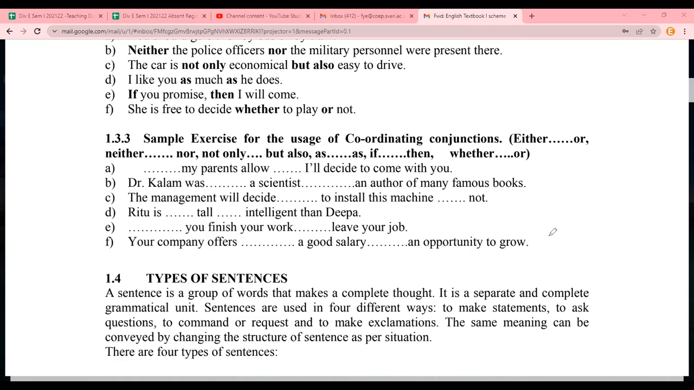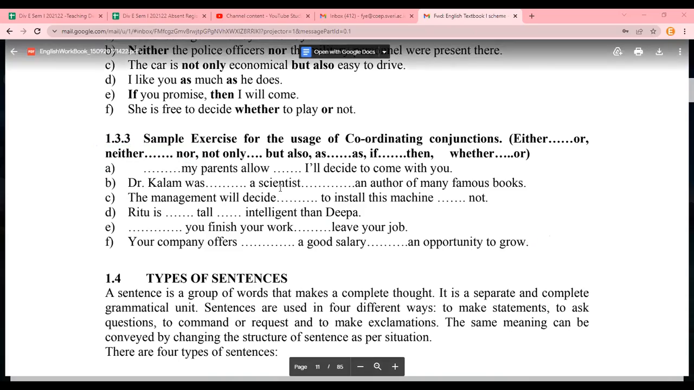You can use not only but also, but it can be in negative sense also. Can you think of this? Not only but also, it will be okay, but that is also possible. Your company offers neither a good salary nor an opportunity to grow. So that is also possible. So you can think of this.